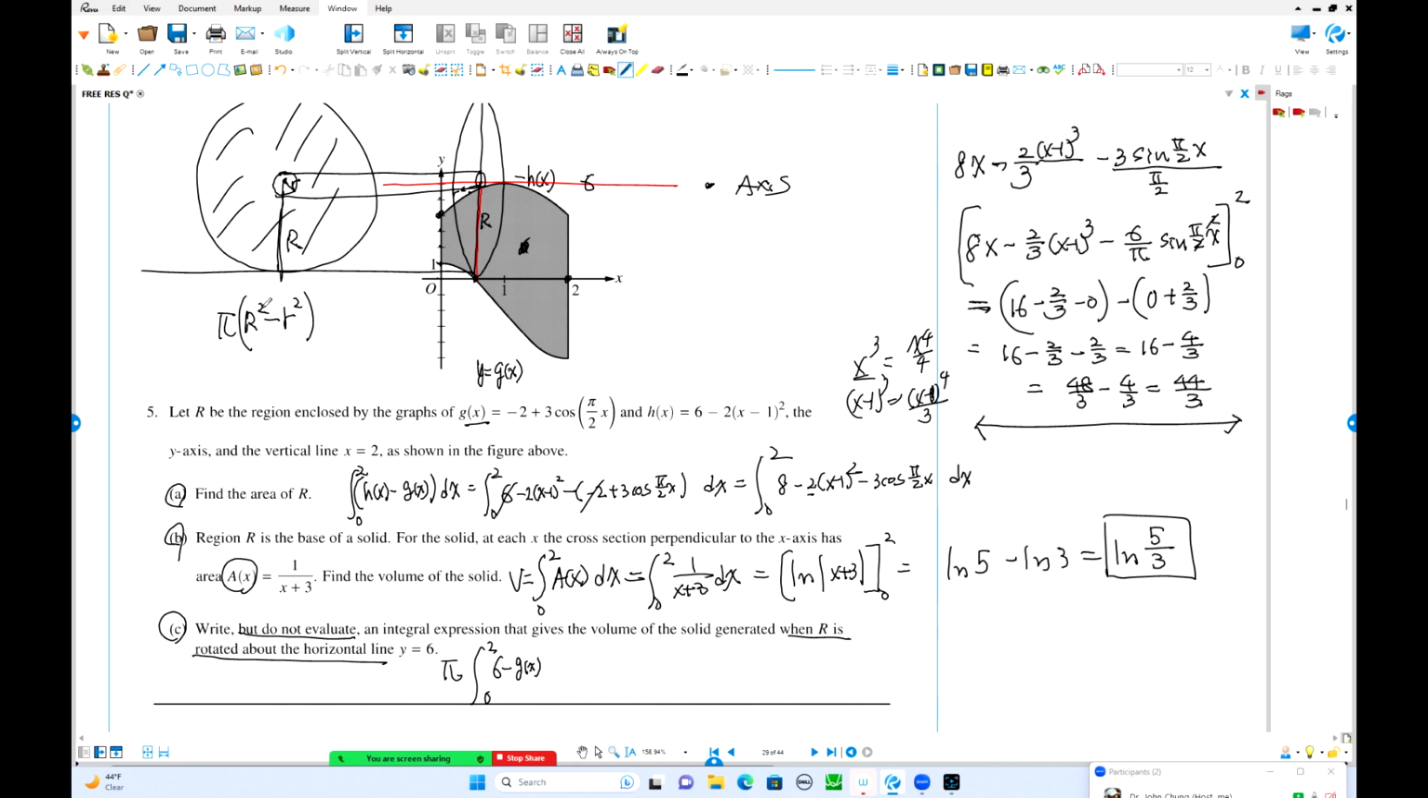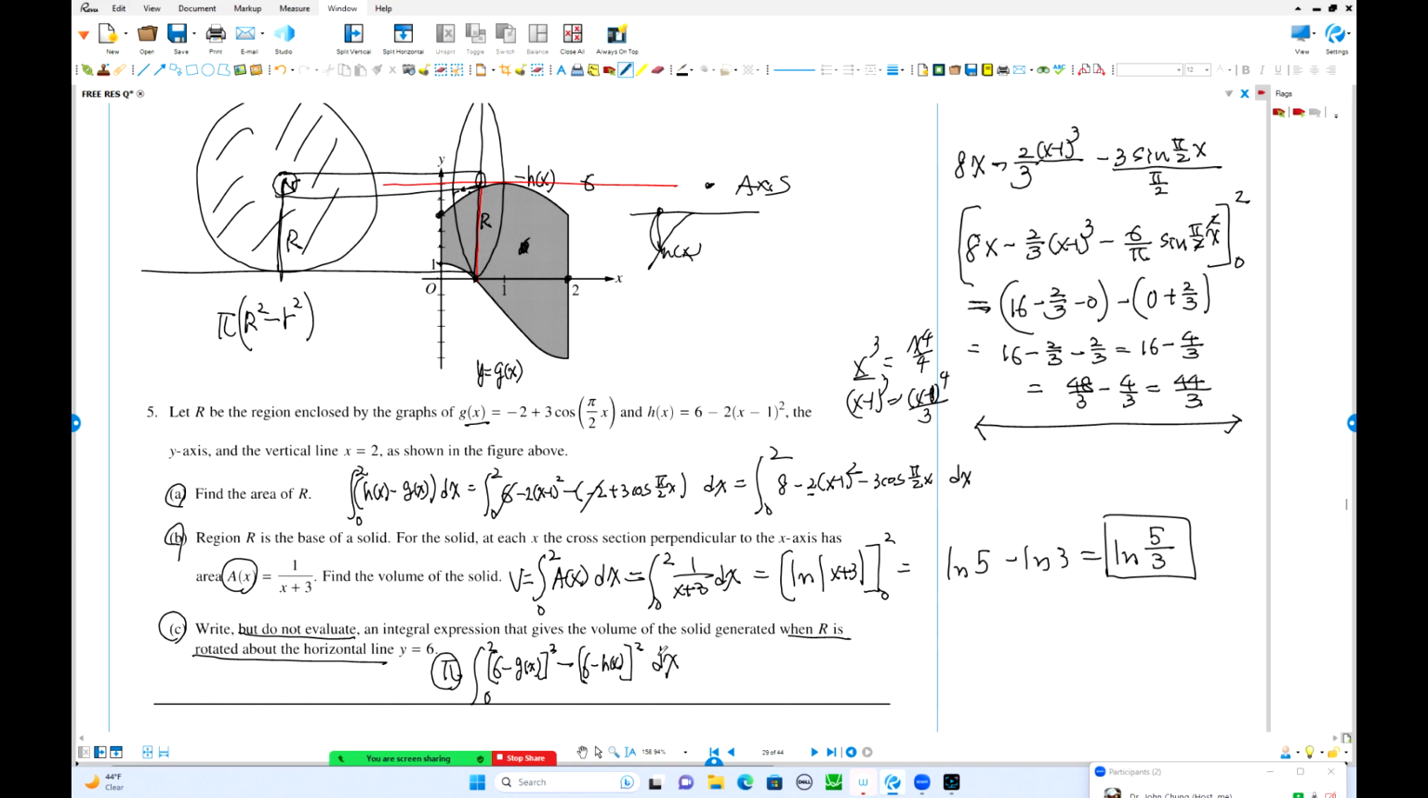But we need R squared, right? So square it. And then we subtract the little r squared. The area of this one: we take 6 minus the top, which is h of x. This is 6, this is h of x. The length is 6 minus h of x, and square it. That's pi r squared. Pi is out, and that is dx. This is the volume of this rotated figure.